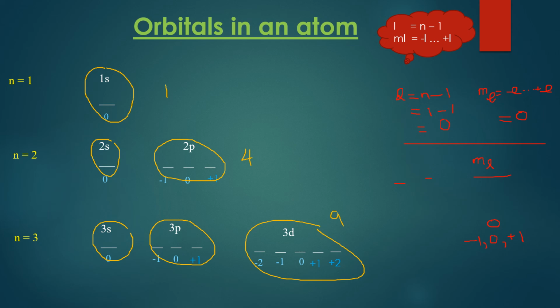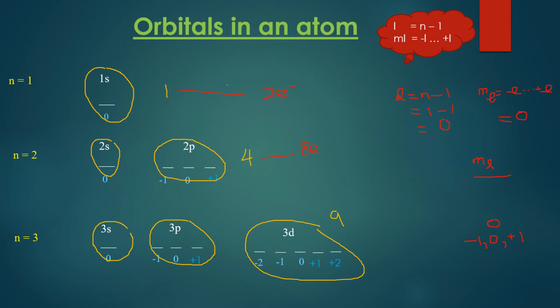So each orbital, like I said, contains a maximum of 2 electrons. So if there is one orbital, then there will be a maximum of 2 electrons. Each orbital has 2 electrons. In the second shell, 4 orbitals are there. Each orbital contains 2 electrons, so a total of 8 electrons will be there in the second shell: 2 in the 2s and 6 in the 2p.